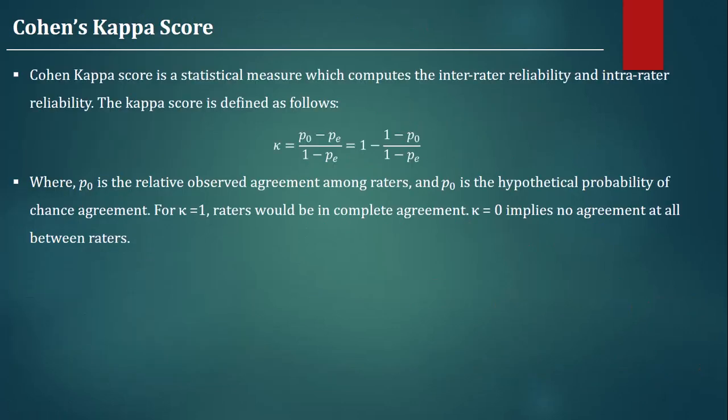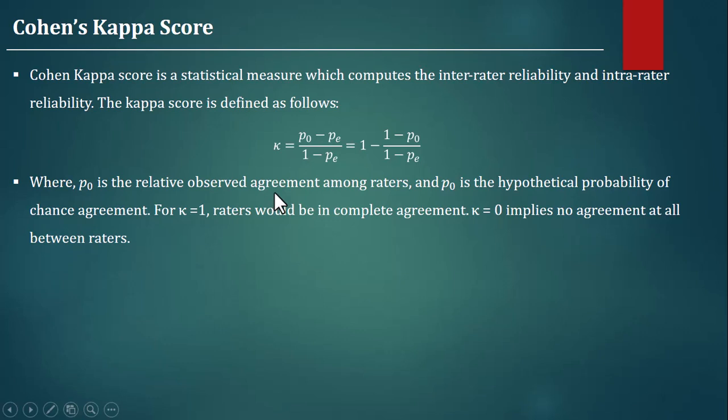Next is the Cohen-Kappa score. Cohen-Kappa score is a statistical measure which computes the inter-rater reliability and intra-rater reliability. That means suppose we have two raters, and we take the opinion of rater 1 and rater 2, and we see how many times they agree or disagree with each other, and based on that the Kappa score is decided. So K is defined as (P0 minus PE) divided by (1 minus PE), and if we do the mathematical simplification, we can also write it as (1 minus P0) upon (1 minus PE).